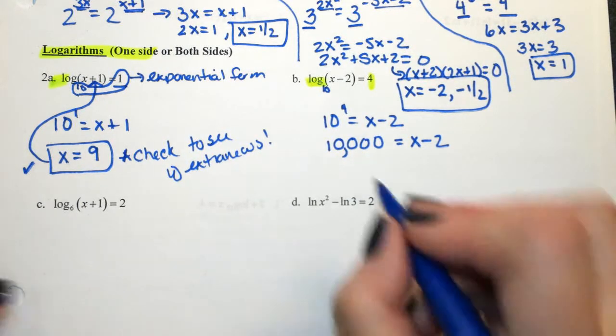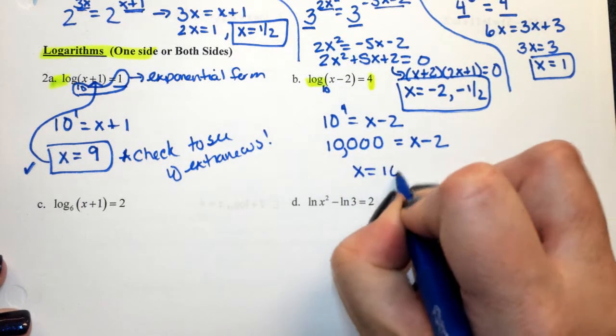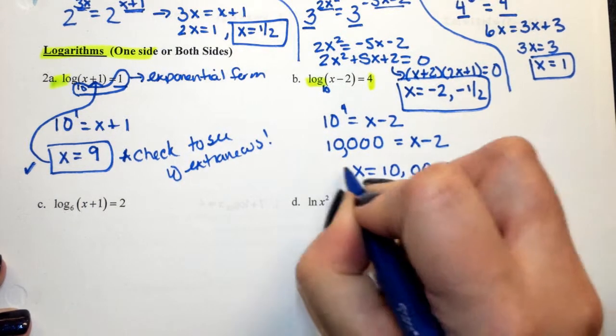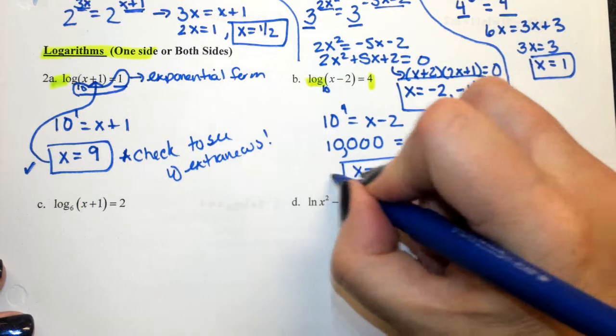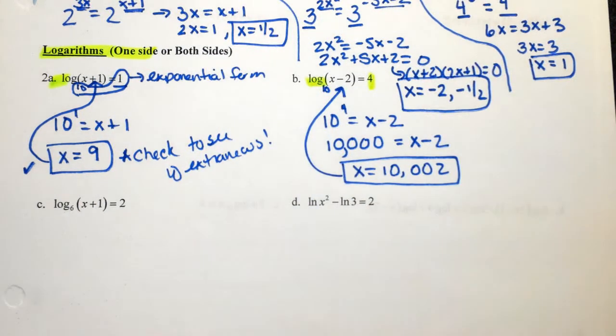So x is going to be equal to 10,002. Again, plug it in. Make sure you're not getting the log of a negative number. And we're not, so we know that this answer is good. All right, any questions on B? You guys go ahead and try C for me.